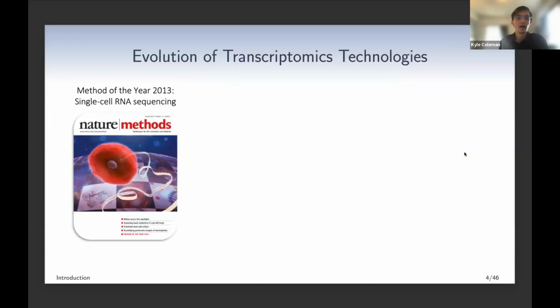answer those. But I'm just going to start the talk with going over a brief description of the evolution of different transcriptomics technologies over the last decade. So in 2013, single-cell RNA sequencing was named Method of the Year by Nature Methods. And this method was really revolutionary because it was the first of its kind to really be able to profile gene expression within individual cells in a tissue section.